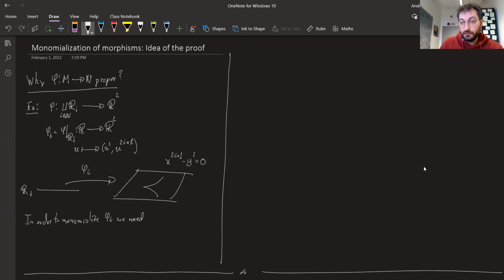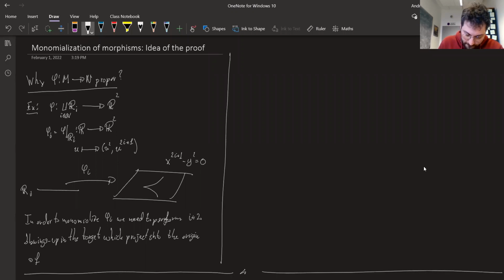So in general, if we have a general i, we need to perform i plus 2 blowings up in the target, all of which are going to be in the same R2 and are going to project into the same point, the origin of R2.